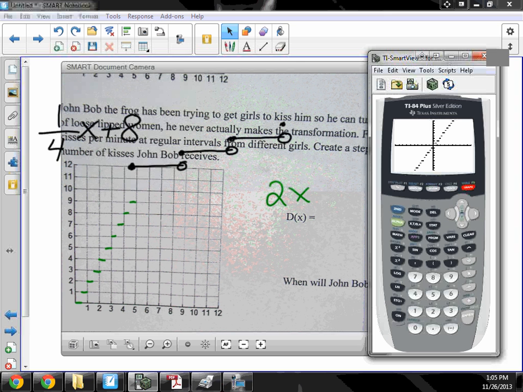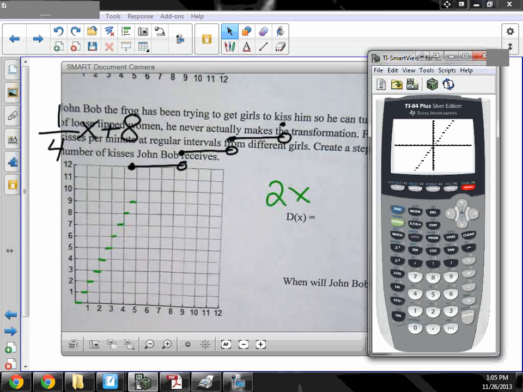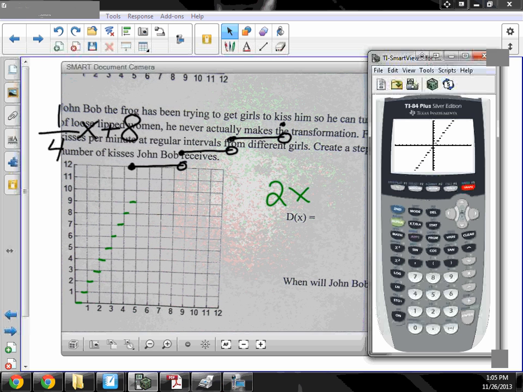Okay? All right, your assignment tonight is the second worksheet. The second worksheet, you just have a bunch of greatest integer functions. Just type them in as they are and then graph them.